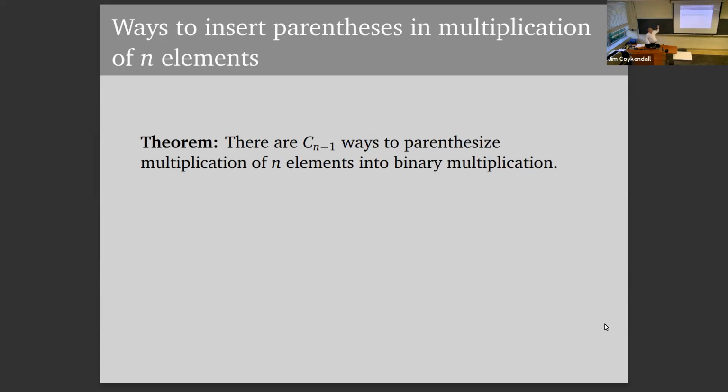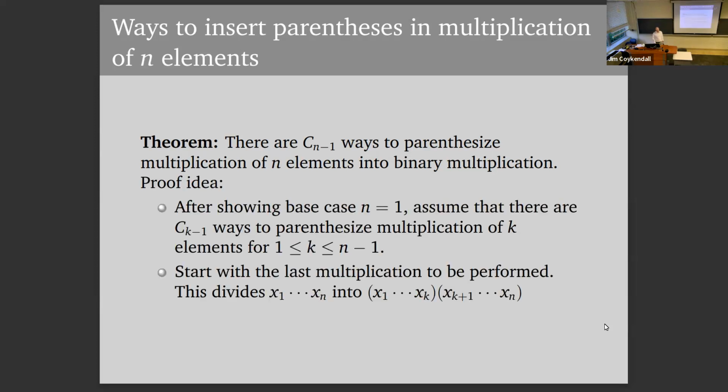So now let's actually prove that the number of ways to parenthesize multiplication of n elements is the Catalan number C n-1. You can show the base case n equals 1, and then assume that it's true. We're going to use basic induction. Assume that there are C k-1 ways to parenthesize multiplication of k elements. Then we're going to start with the last multiplication to be performed. It's going to be the first so many times the last so many, and these are smaller than n. So there are C k-1 ways to parenthesize this, and C n-k-1 ways to parenthesize that.